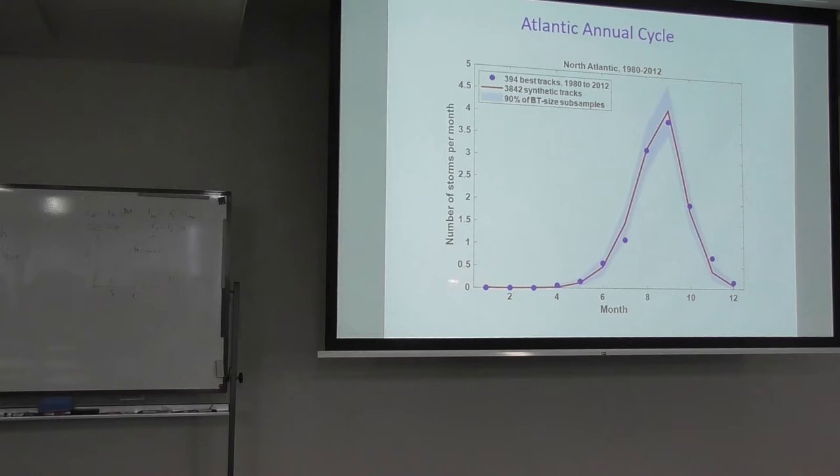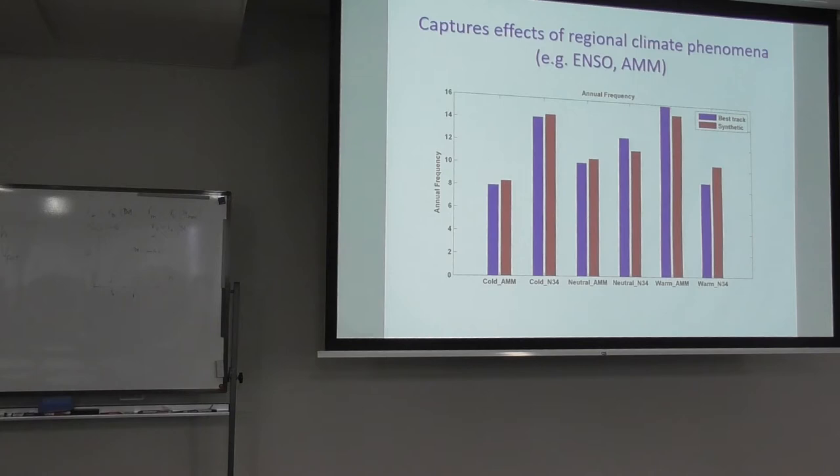The annual cycle, number of storms per month, this happens to be from the North Atlantic, from historical data in blue, from the synthetic tracks in red, it's not bad. And this is looking at the number of storms in the North Atlantic for three different phases of something called the Atlantic Meridional Mode and two different phases of ENSO, so a total of six, comparing the number of historical tracks with the number of synthetic tracks. And this is just put up here so that you realize that the technique seems to know the difference between an El Nino and a La Nina year, and maybe some of these different phases of the AMM. And it even gets some of the interannual variability.